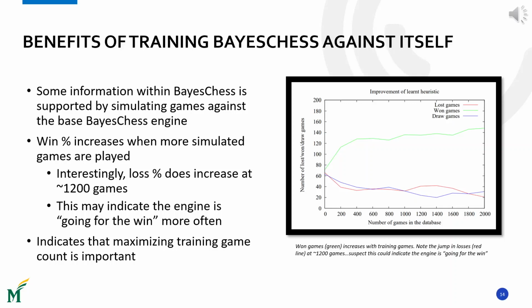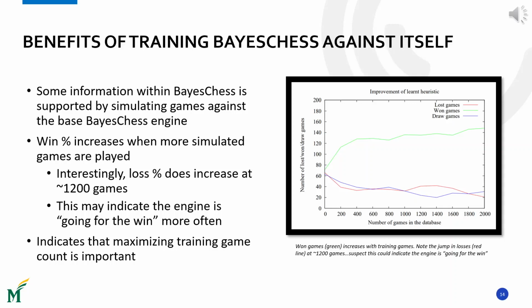One of the things I found really interesting about the BayesChess engine is that they train the engine against itself. This is especially true for the situational analysis for the beginning, mid, and end games. BayesChess essentially plays a number of simulated games against the base BayesChess engine, and as the game plays against itself, it becomes more likely to win future games because it better understands what the best moves are at the beginning, mid, and end game. Looking at this chart here, you can see as the number of games on the x-axis increases, the engine is more likely to win future games.